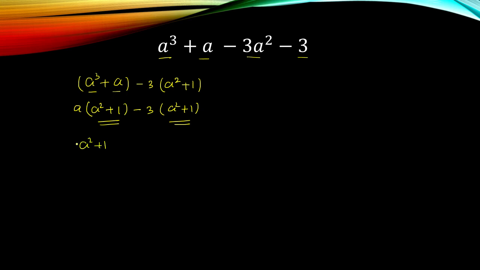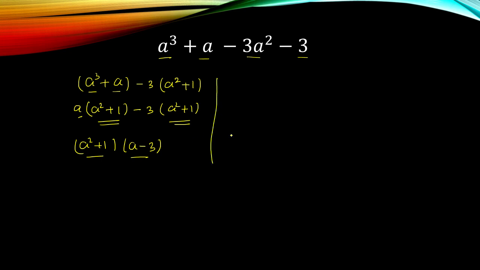So a square plus 1 is common, and now the remaining terms are a and minus 3. So we collect the remaining terms, that is a minus 3, together. So the first factor is a square plus 1 and the second factor is a minus 3.